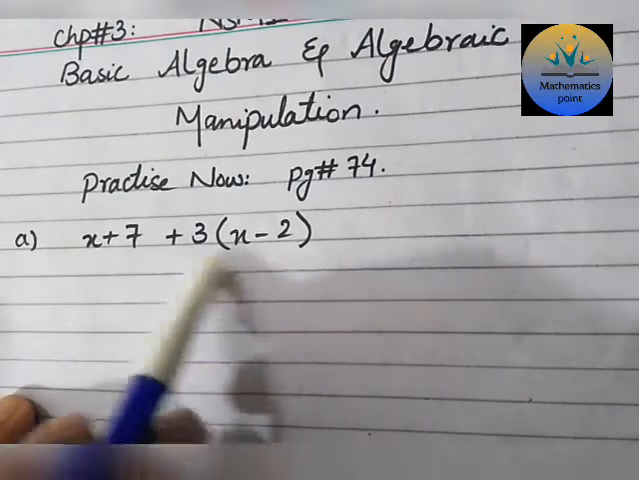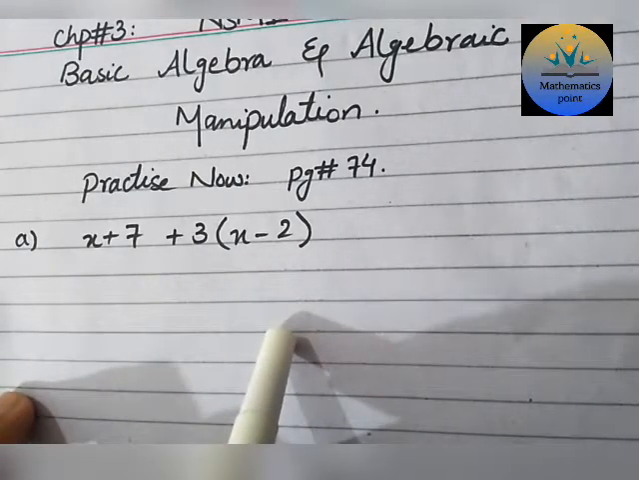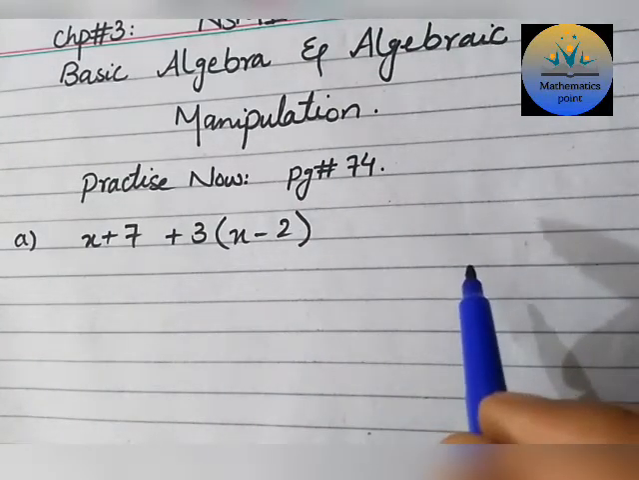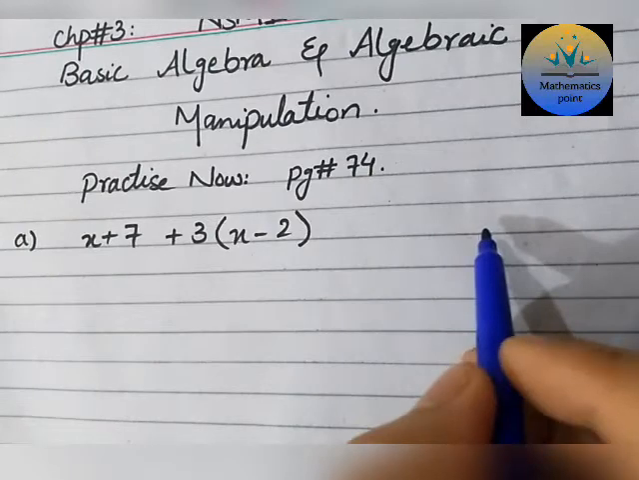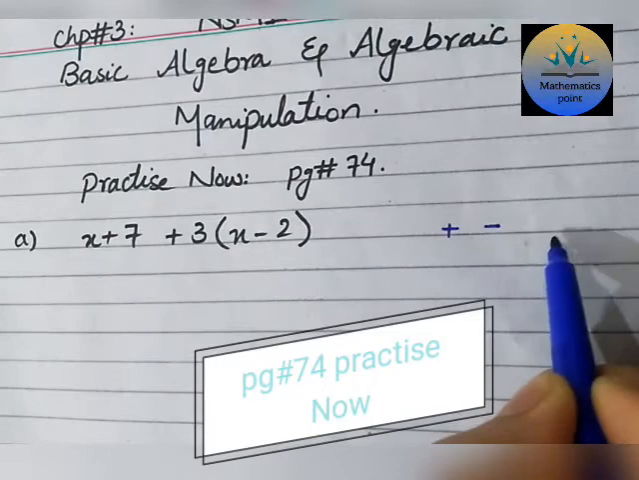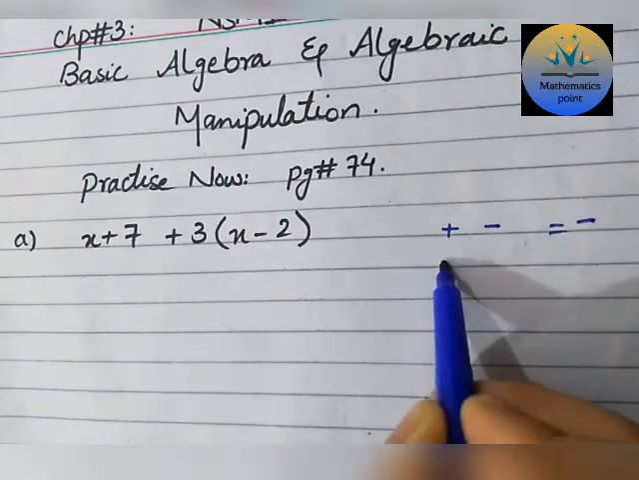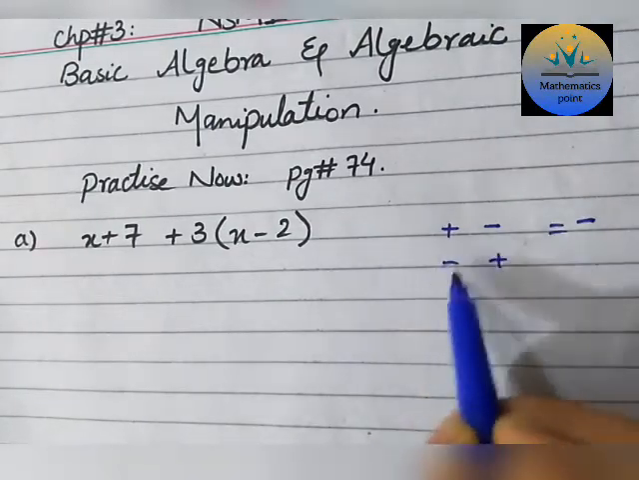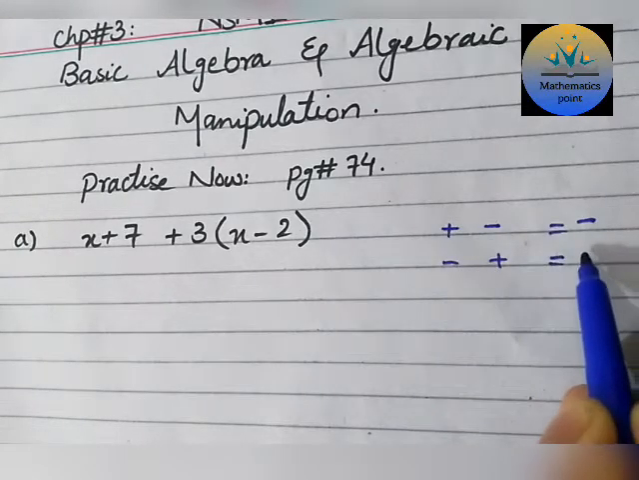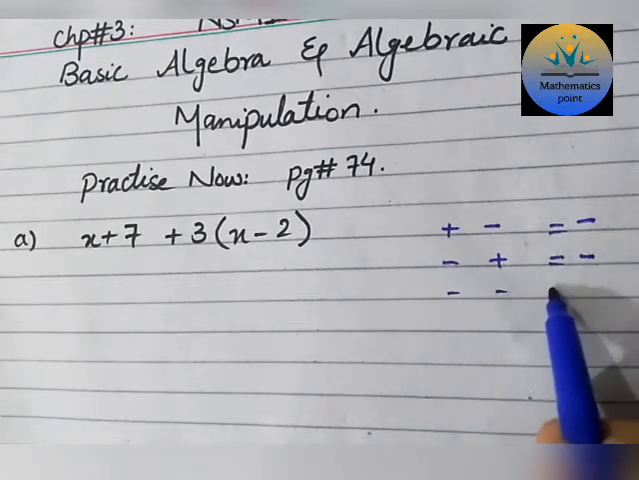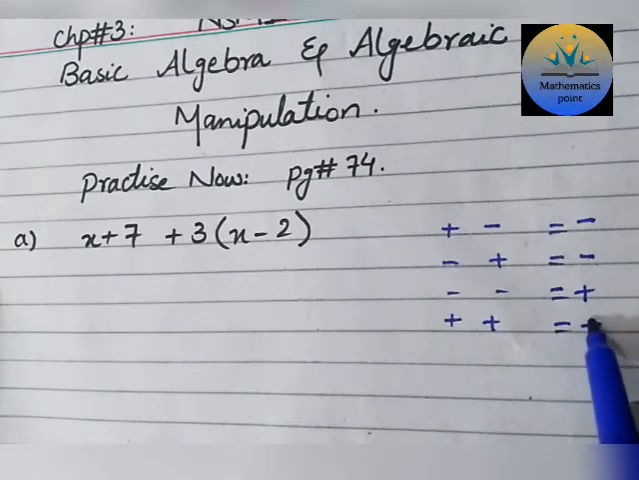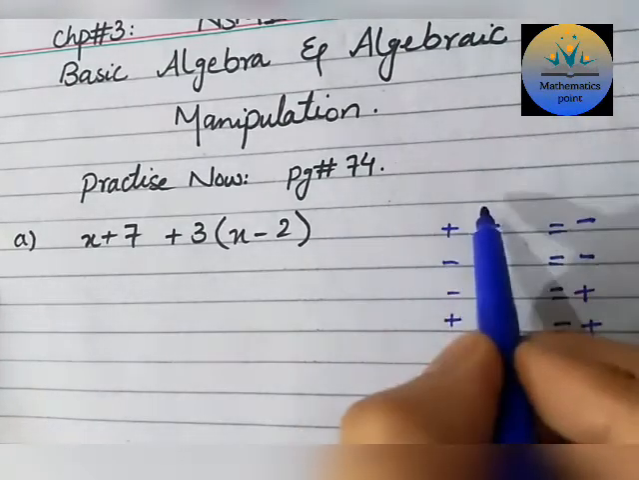Before directly moving towards part 1 of Practice Now on page 74, I would like to revise the multiplication rule we have done earlier. In multiplication, when plus and minus, two opposite signs, multiply, they become minus. Then minus plus, again opposite signs, the answer is minus. Then minus minus in multiplication becomes plus, and plus plus is equal to plus. These are the signs of multiplication.